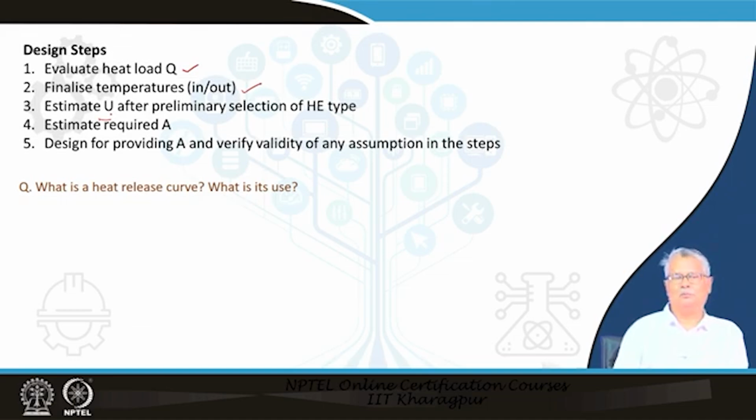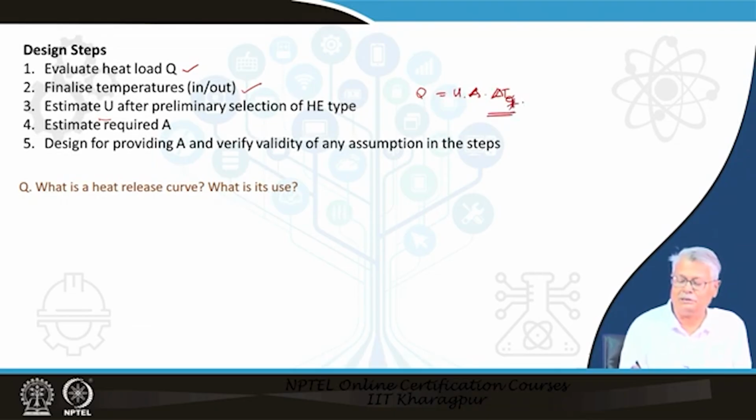Once we have estimated U, quite naturally the basic heat balance equation is Q equal to U A delta T effective. Since we know all the temperatures and the exchanger configuration, we know delta T effective, we know U, we know Q. So, we have an estimate of A. Once we have estimated A, we have to realize it, and that is the design part of your double pipe or shell and tube exchanger. You design for providing this A in reality and then verify the validity of all the assumptions you have made so far in arriving at it.